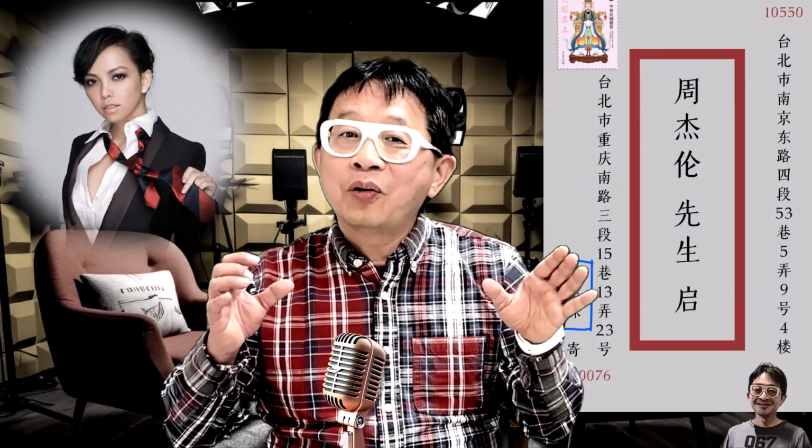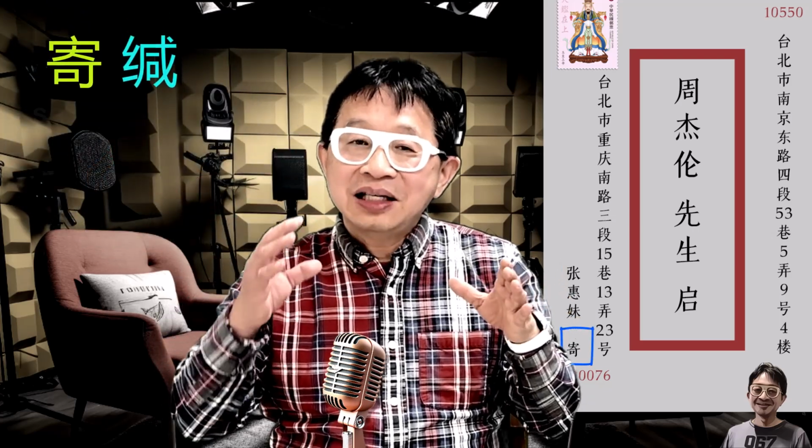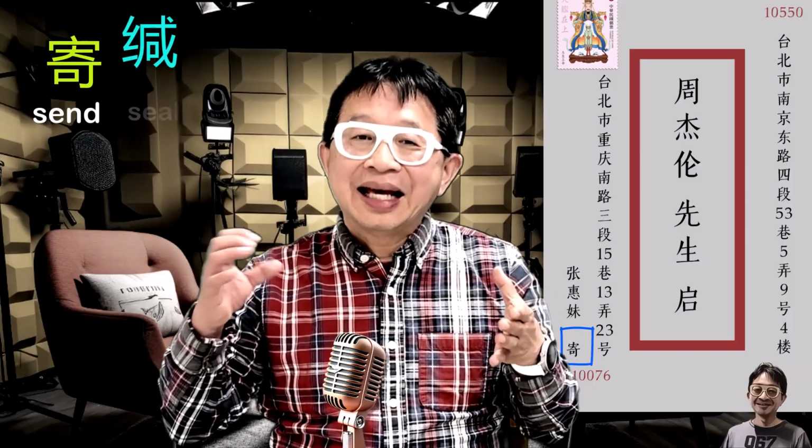And then under the address, you have the name of the sender, which in this case would be Zhang Huimei. And then under the name, you have the character ji, or jian. Ji means to send the letter. Jian means to seal the letter. And this is how things are to be placed on a vertically written traditional Chinese envelope.